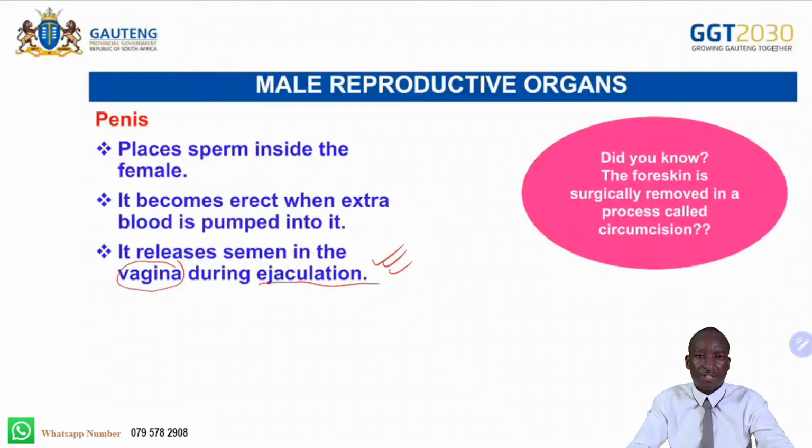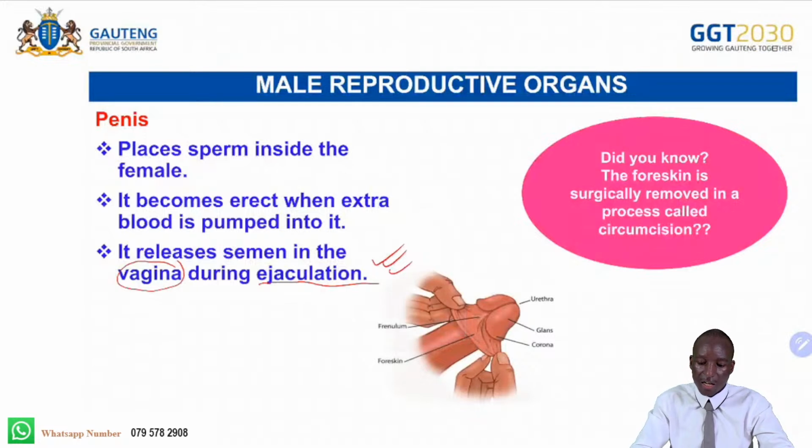But for some other facts to note there, for instance, do you know that the foreskin is surgically removed in a process called circumcision? I know some of you have gone through that process. In this case we've got the foreskin being removed. That's the foreskin there, and that's the image of the penis. That's where the urethra is. So those are the parts of the penis.